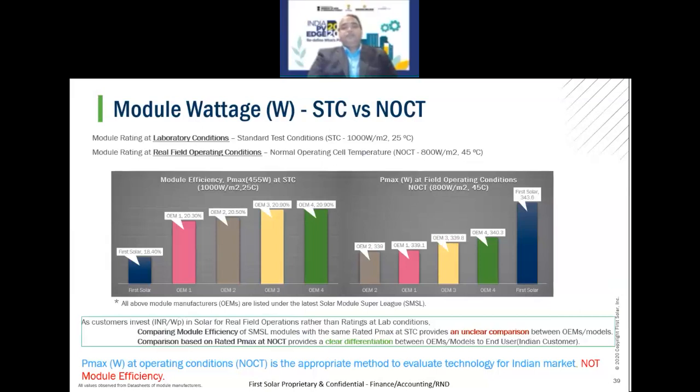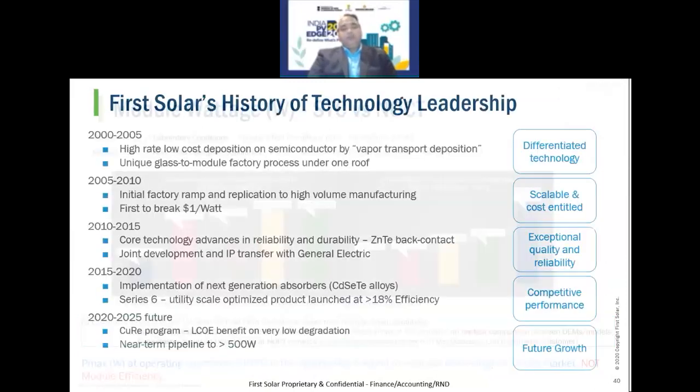So the graph here compares a First Solar cadmium telluride panel at standard operating conditions and the efficiency as measured, versus the actual power output, which you see on the right, under field-like conditions. And you can see how the First Solar module compares to other solar modules. Comparisons are coming from solar module supplier providers. Our technology development effort is to maximize the area under the curve to maximize energy.